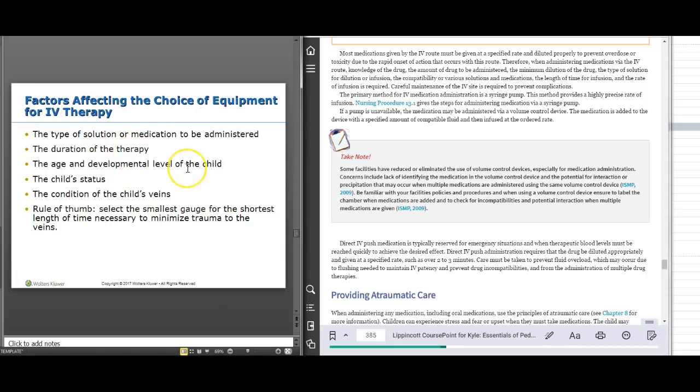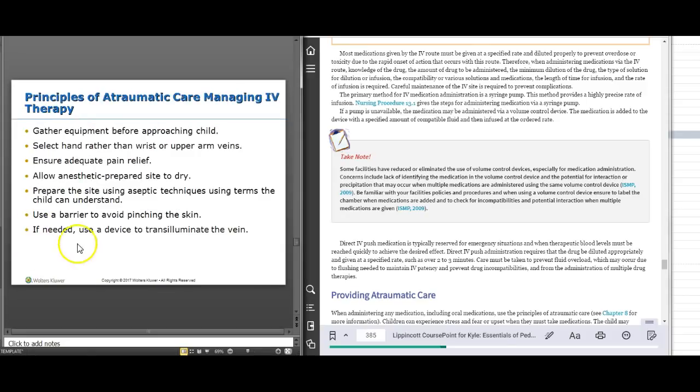And what kind of medication are we given? Are we given lots and lots of fluids very fast where we need a good big IV, or are we just given some IV antibiotics? So think about those different things. Make sure you gather all your equipment up beforehand. Ask the child, where do you want it? These are your choices. Which side do you want to use?